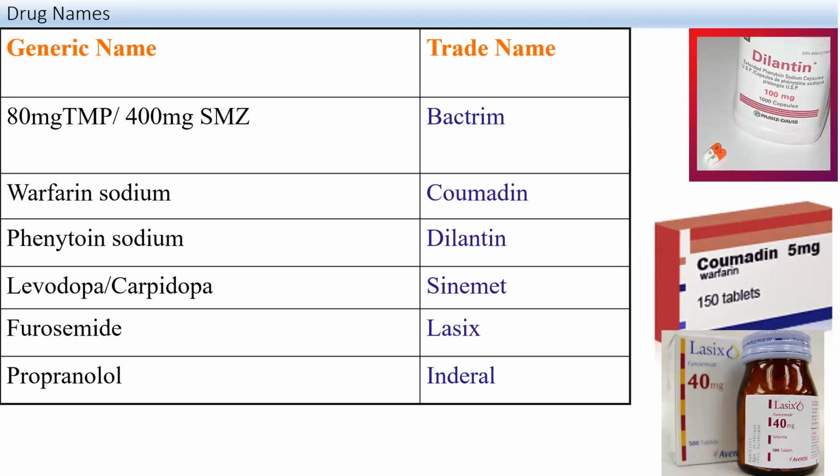Warfarin sodium, generic name. Trade name, Coumadin. Phenytoin sodium, generic name. Trade name, Dilantin. Levodopa, carbidopa, also two components, two drugs in one tablet. It's called Sinemet as a trade name. Lasix, trade name. Generic name is furosemide. Propranolol, generic name. Trade name is Inderal.